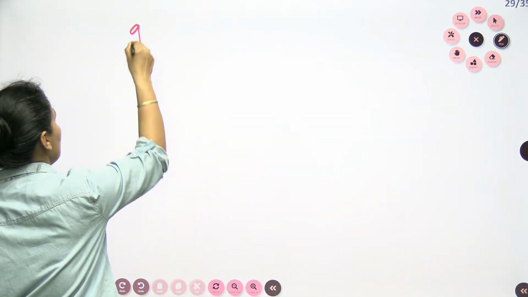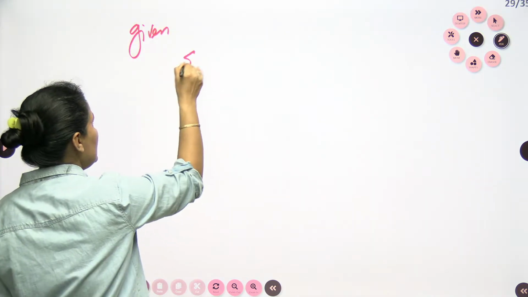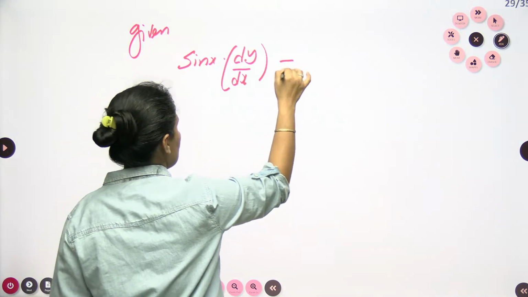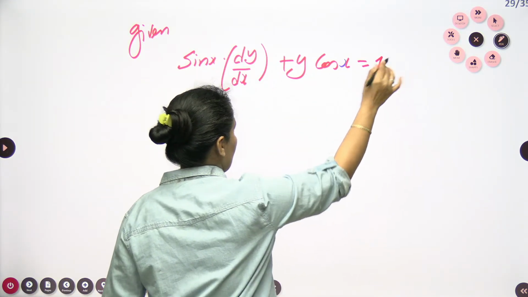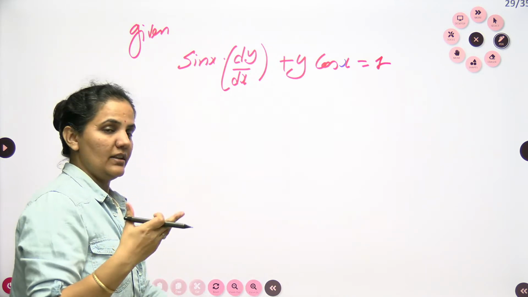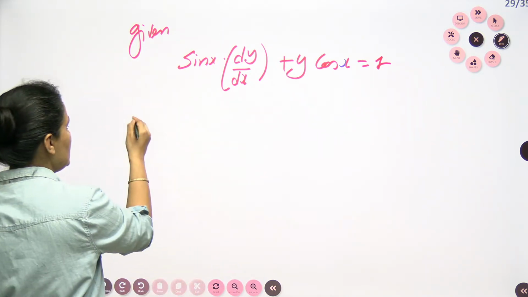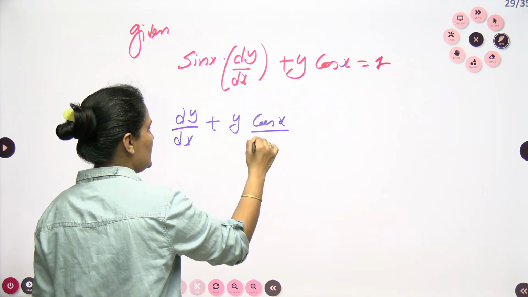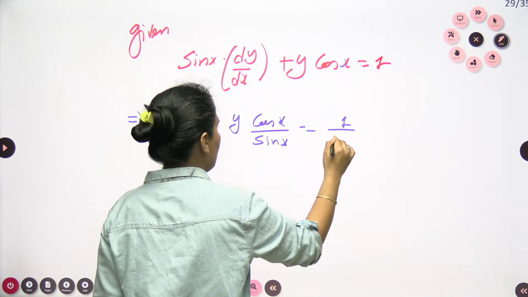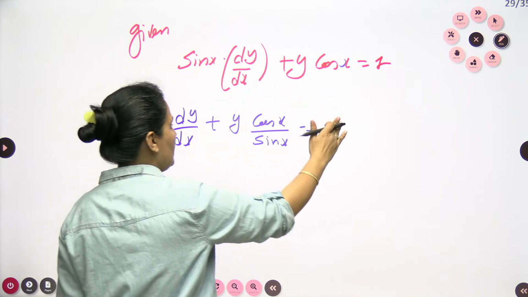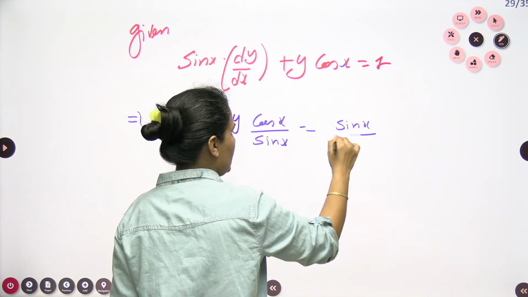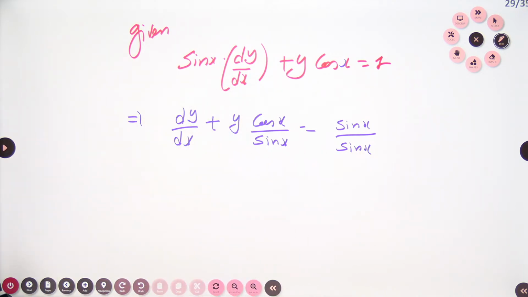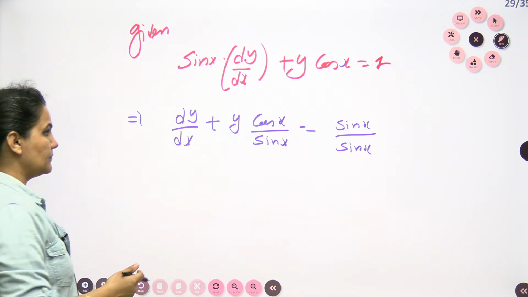So first of all, we can write down the given equation in a systematic manner. Very easily we can solve this question. Right now the equation is sin x dy/dx plus y cos x is equal to 1. When we look at this equation, we are not sure what form it is. So I am dividing every term by sin x, so here the sin x will be gone, and I am left with the remaining terms.